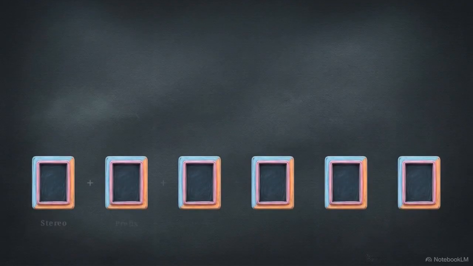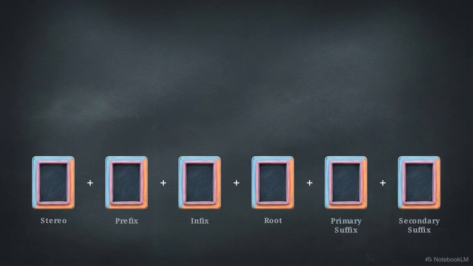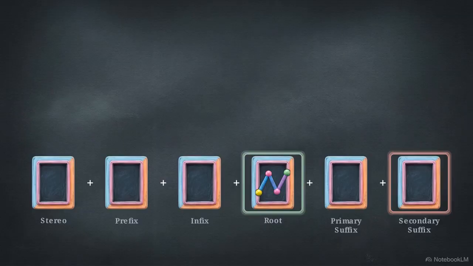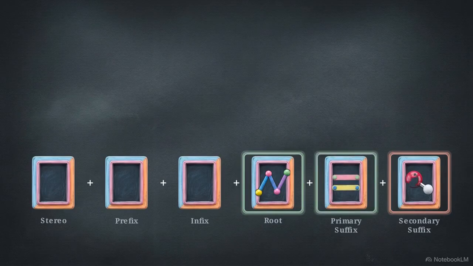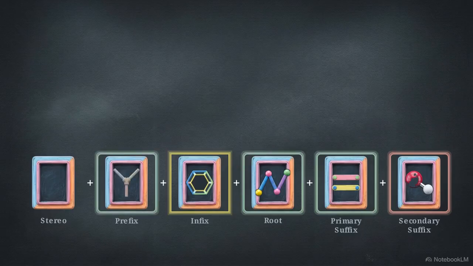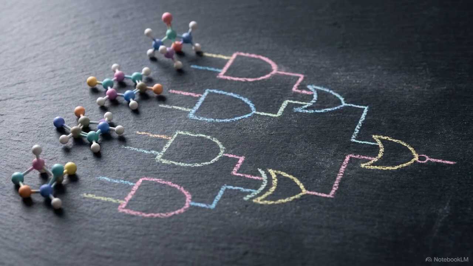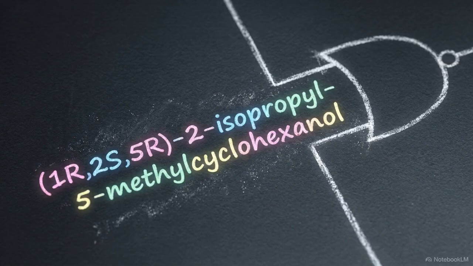structures into text. Underneath these names is a universal formula, a modular syntax of 6 distinct blocks. Each block serves a strict function. The root tells the total carbon count. The suffixes declare priority functional groups and saturation. The infix maps ring structures. The prefix logs side branches. And the stereo block locks in exact 3D orientation. By feeding a molecule through this sequence like a logic gate, we can systematically deconstruct any organic compound, no matter its scale, and generate a completely unambiguous name.